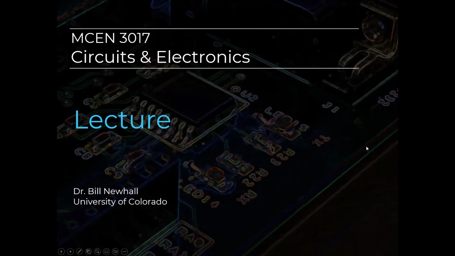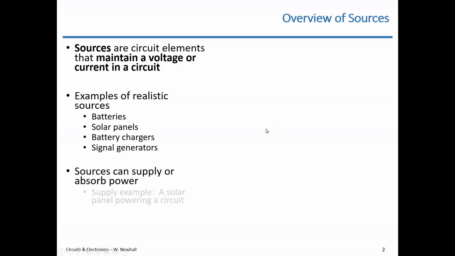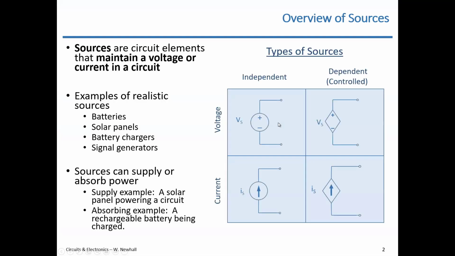All right, so let's continue talking about sources. We started sources last time, and I want to bring this slide back up, talking about the types of sources that we're studying here. We're studying voltage sources and current sources, and both types of those sources have independent and dependent versions. So there's this quad chart of sources we're covering here.